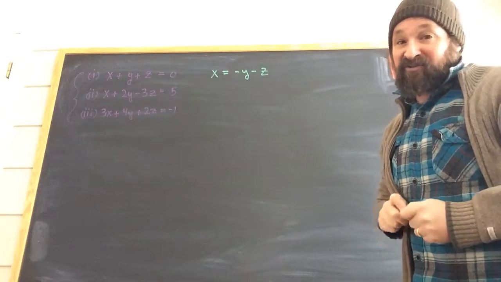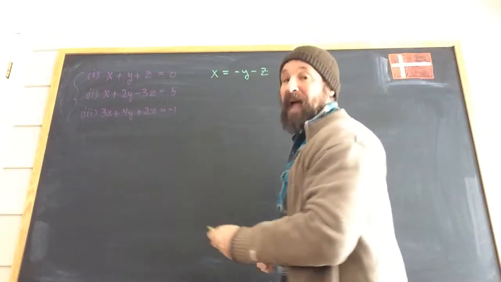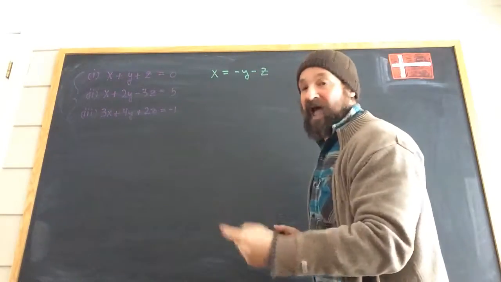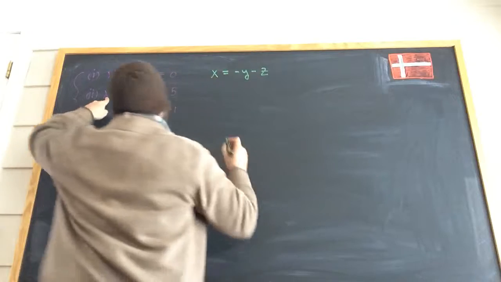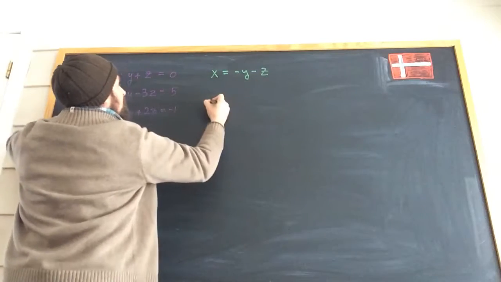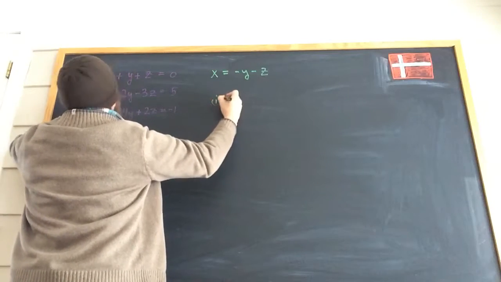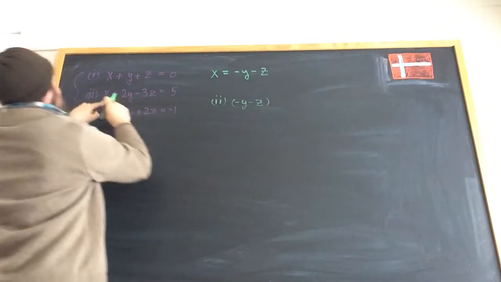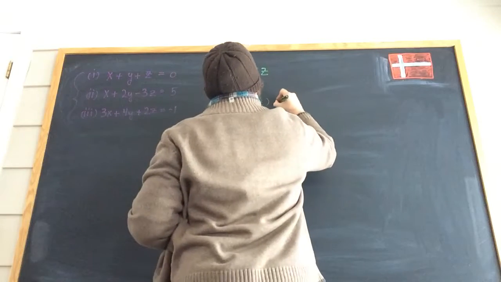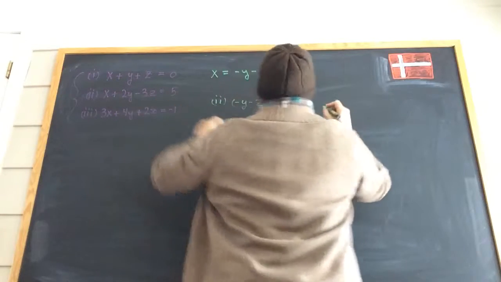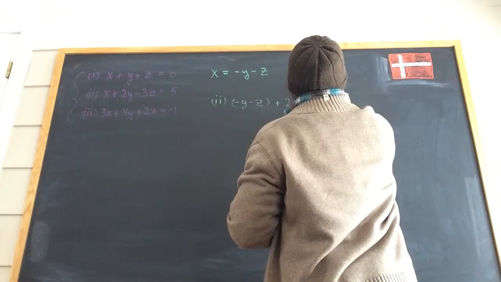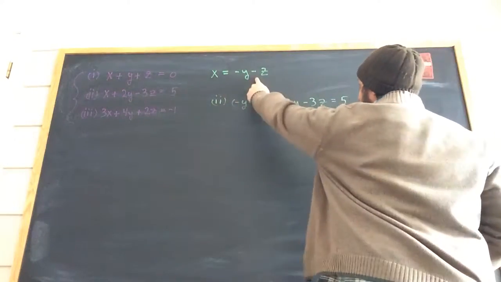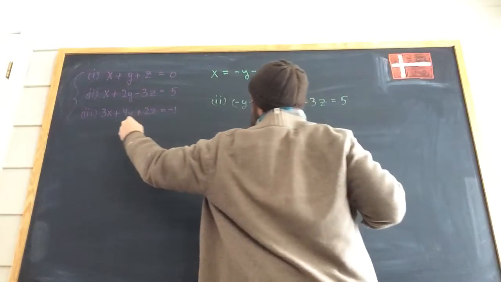Now I'll take that expression for x and I'll plug it back into the remaining two equations in place of x. And when I do that, equation 2 becomes minus y minus z, right? That's what x is, plus 2y, minus 3z equals 5.